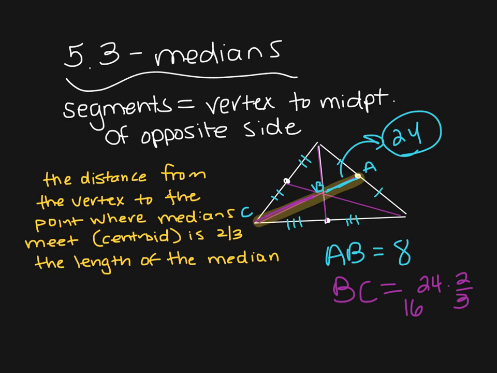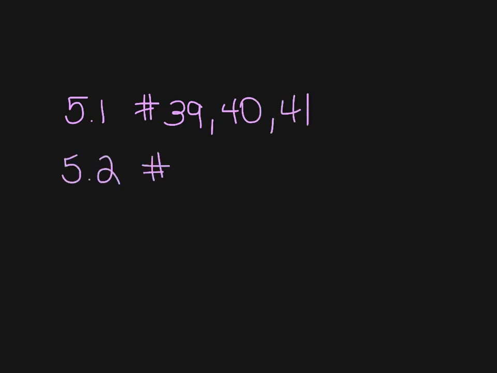And that is it for the general concepts that are on your test. There are a couple other questions that you'll find that are applications of a lot of this stuff. So you can use the time to work on chapter 4 and chapter 5. From 5.1, you should be looking for numbers 39, 40, and 41. For 5.2, it would be number 42. And for 5.3, number 43.